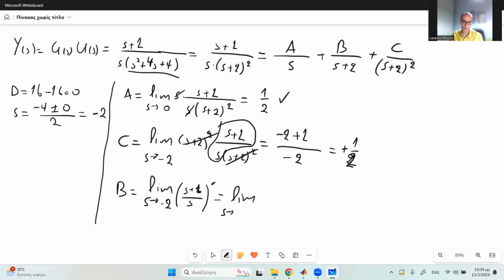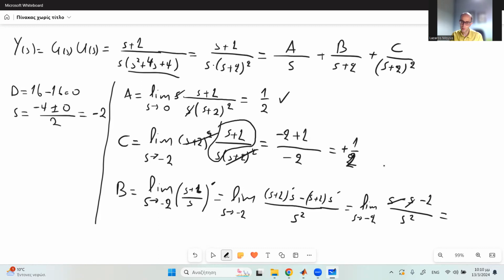So let's compute this limit as s goes to -2. Let's do it step by step. The derivative of s plus 1 multiplied by s, minus s plus 1 multiplied by the derivative of s, over s squared, which gives me the limit as s goes to -2 of (s minus s minus 1) over s squared. So this gives me minus 1 over 4. Okay, so this is my solution.